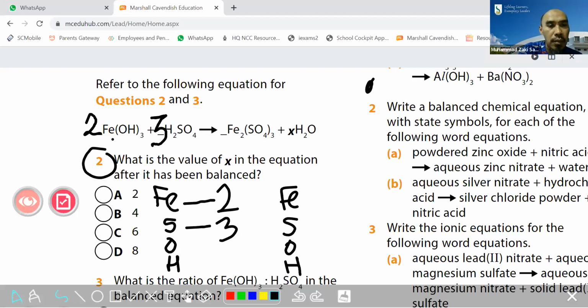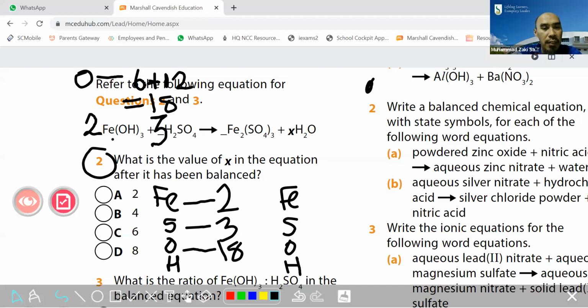Okay, the oxygen here, that is 12. This one is very tricky. 3 times 2, 6. So 6 plus 12, we got 18. So here is 18. Now the hydrogen here: you have 6, plus this one 3 times 2. Also, this one is 12.